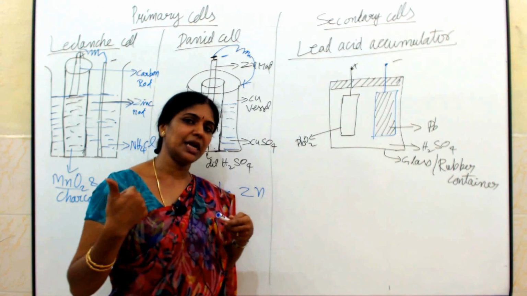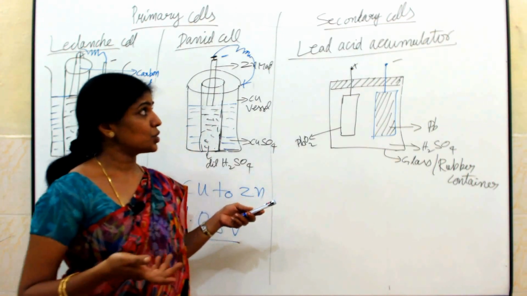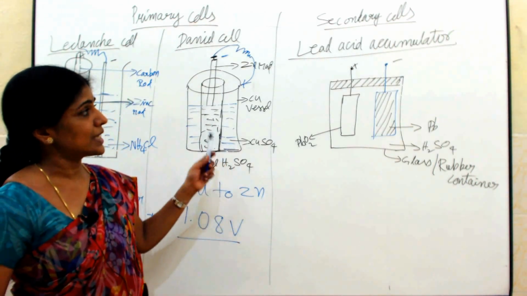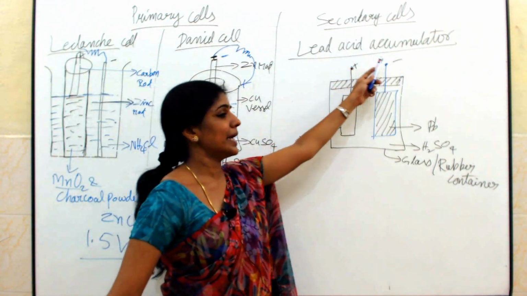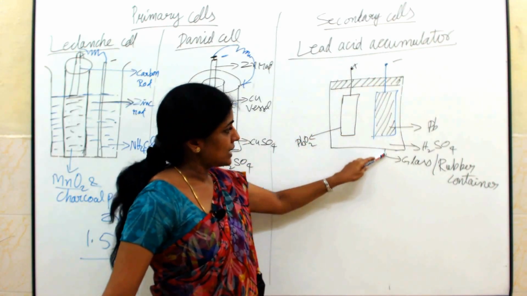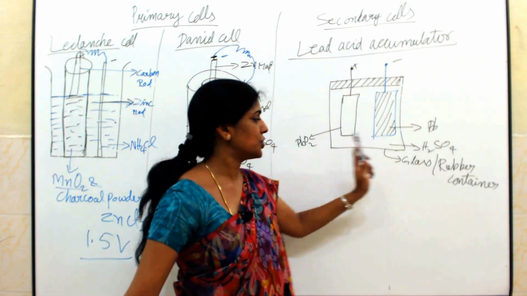Discharging means using the active materials, or getting current from the cell. Charging means getting back the active materials once again. A very good example of a secondary cell is the lead acid accumulator. This lead acid accumulator has an outer container made of glass or rubber.